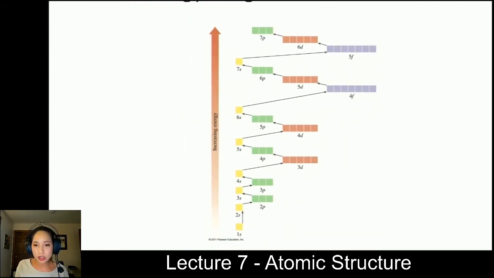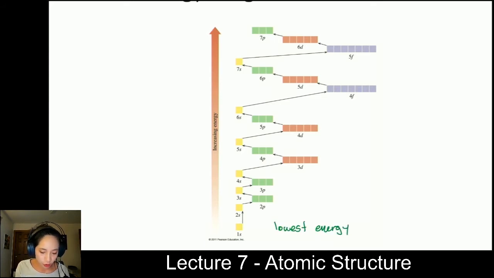So right here you see all of it. I don't expect you to memorize this or anything. I just want you to look at it and make sure you're understanding how energy of these different orbitals and sublevels differ as we increase our n value, or our shell. So if we start at the bottom, this is our lowest energy.